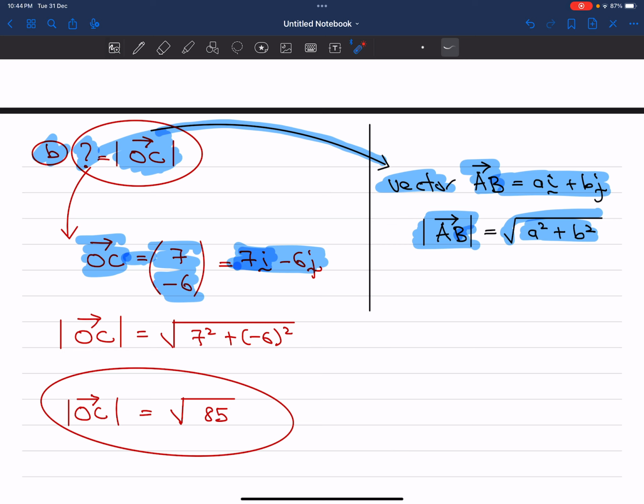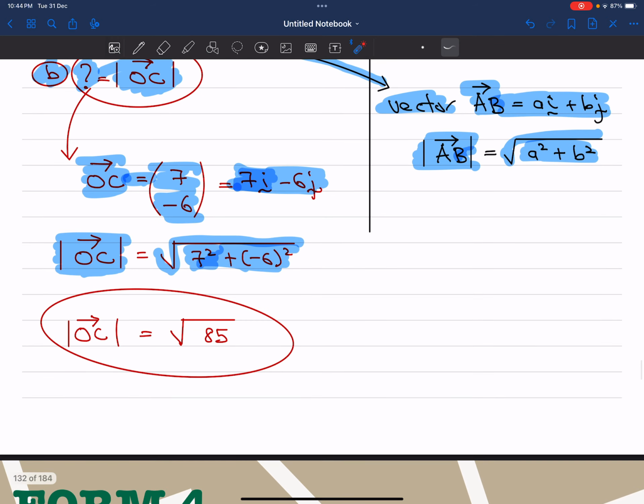So since I have vector OC as 7i minus 6j, therefore the magnitude of the vector OC is the square root of 7 squared plus (-6) squared. This one, we use a calculator. 7 squared plus (-6) squared, you would get 85. So the magnitude of vector OC is the square root of 85.